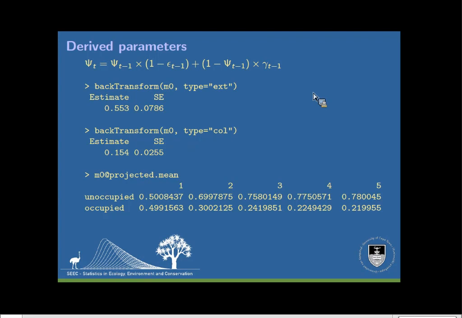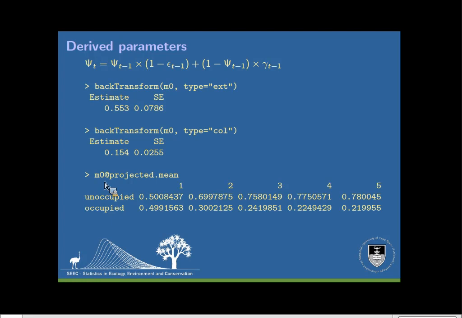Okay, but now, what about this? This is initial occupancy. And I told you that occupancy probabilities in subsequent years are derived parameters. They are a function of the earlier occupancy and extinction and colonisation, like this. So this is the formula we saw earlier. Now, I want to know what those occupancy probabilities are. You could go in and pretty much calculate by hand, in an iterative way, what these occupancy probabilities are. But unmarked, again, does it for us.